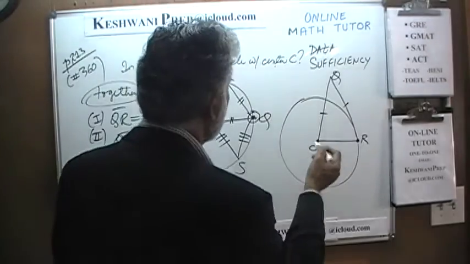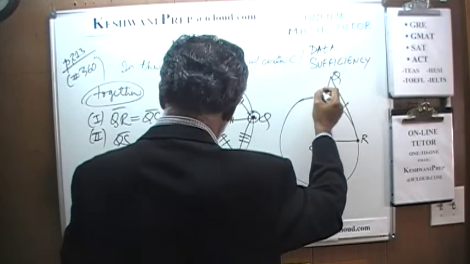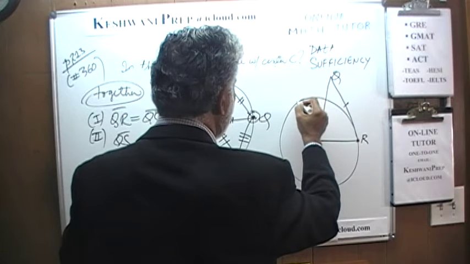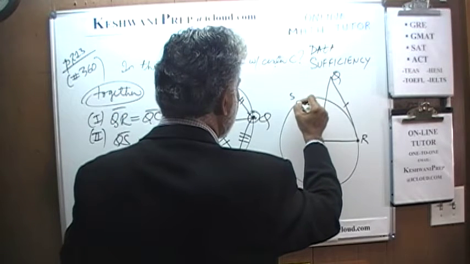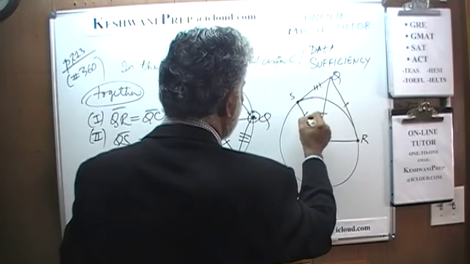And let's see what we can do here. Again, let me just draw another isosceles triangle. Pick a point carefully. Here's our S. Pick a point carefully. There we go. This side equals that side.